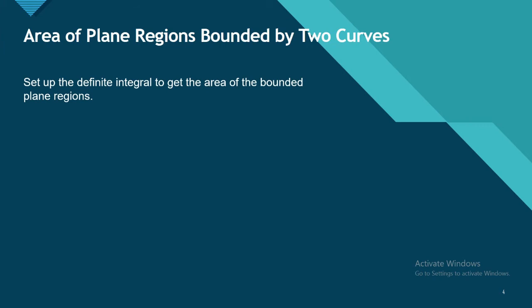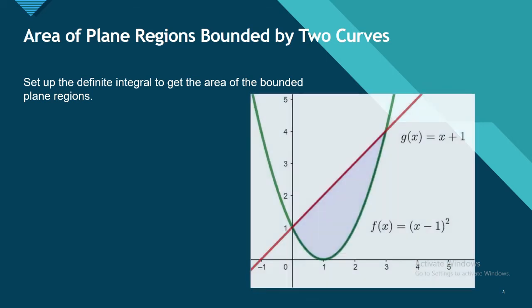Set up the definite integral to get the area of the bounded plane regions. Suppose, for example, this is the plane region we are working on. What is the area of that light blue or light violet region? It's bounded above by g of x and bounded below by the square of x minus 1.